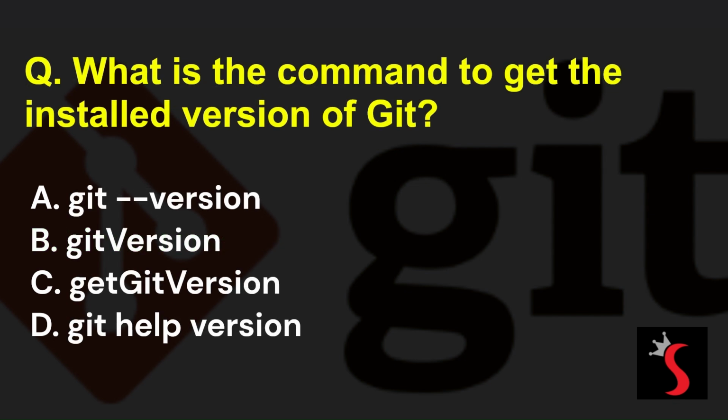What is the command to get the installed version of Git? A. Git --version. B. Git version. C. Getgit version. D. Git help version.